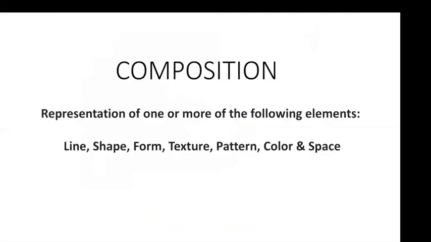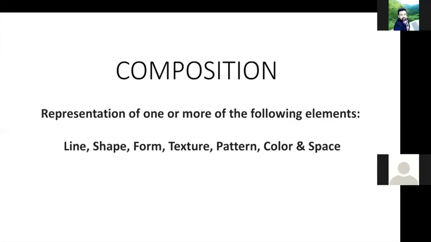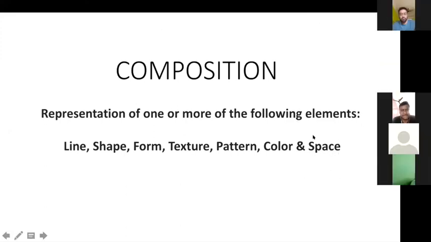Second, coming to composition. Composition is basically the representation of elements like lines, shapes, forms, texture, pattern, color and space. Now, I'm not going to go into detail on each and every one of them. So today, when I discuss composition, I'll mostly be discussing the fifth element, which is space, how to arrange space in your composition or in your frame.